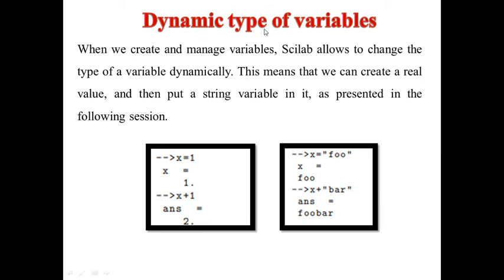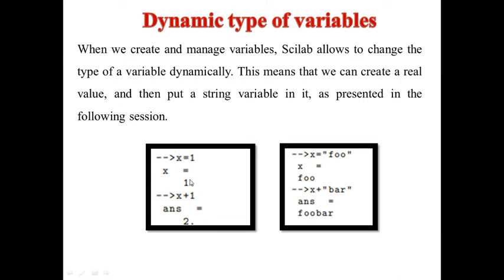Next, dynamic type of variables. What is the meaning of dynamic? It can be changed. So when we create and manage variables, Scilab allows us to change the variable dynamically. Dynamically means you can change it whenever needed. So this means we can create a real value and then put a string in the same variable, as presented in the following section.